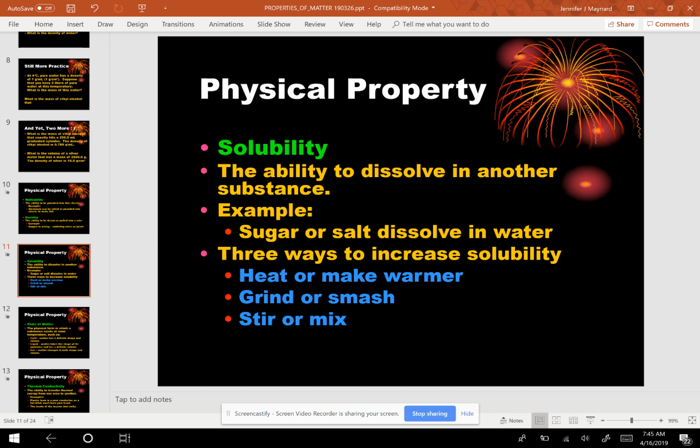And there are 3 ways to increase solubility, by the way. You can use heat. You know that from the M&M lab. You can grind it. We didn't really do that aspect of the lab, but you can. And stirring or mixing, which you should have kind of gotten from the lab too when you made your 3 different solutions. So solubility is a good physical property to talk about. And we'll talk about it more when I get back.